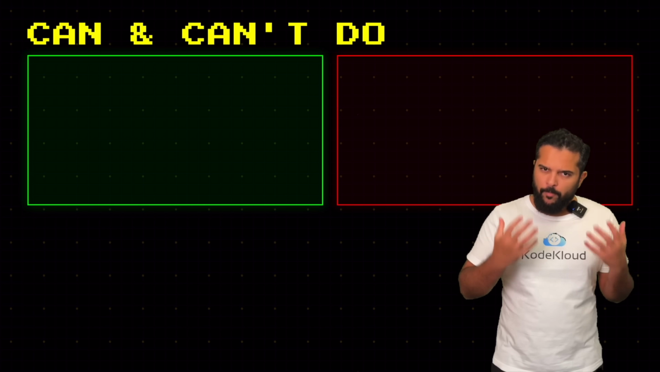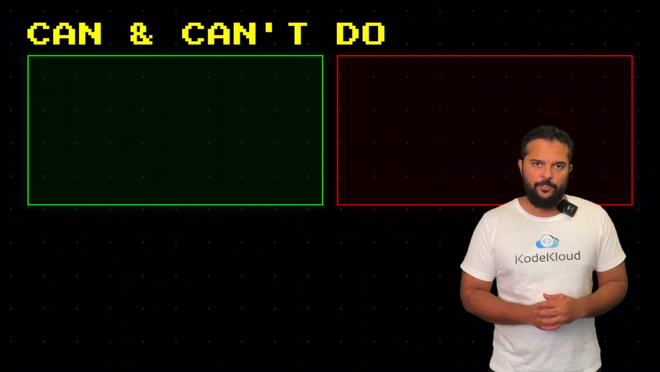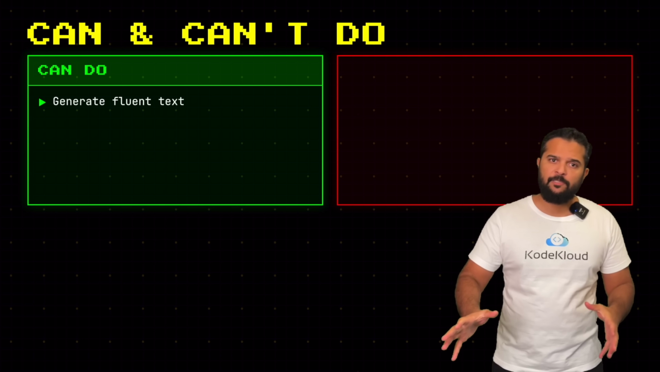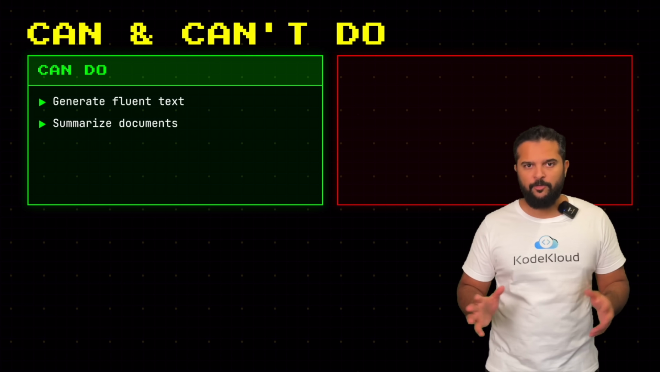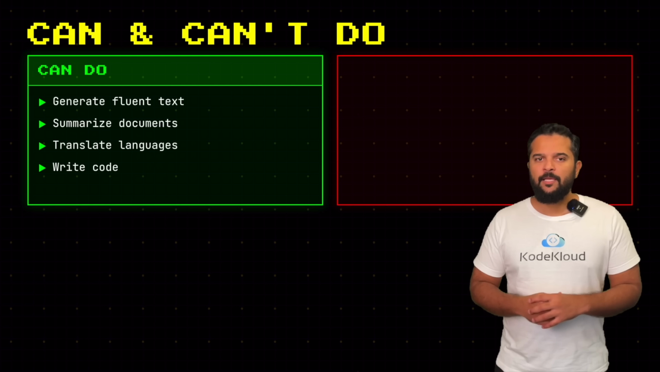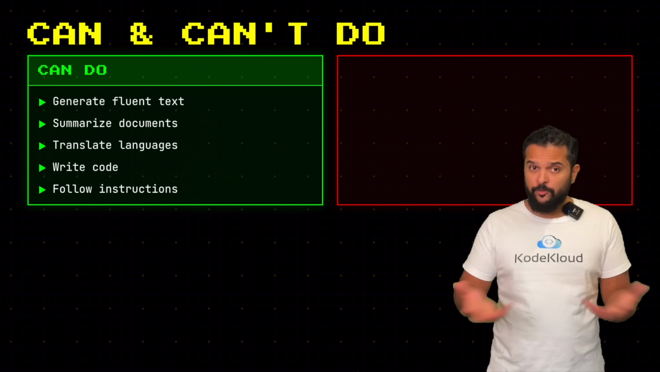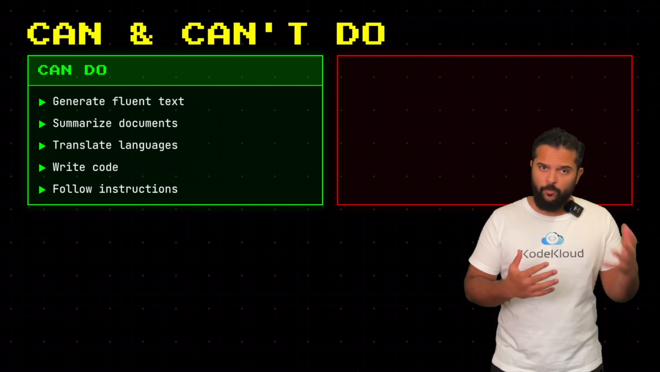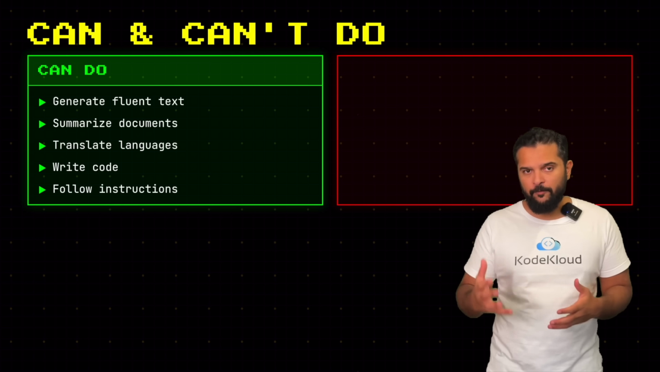Now, LLMs are remarkably good at working with language. They can generate fluent, human-sounding text, summarize long documents, translate between languages, write code, follow instructions given in plain English, and shift their tone to match whatever you need: formal, casual, technical, playful.